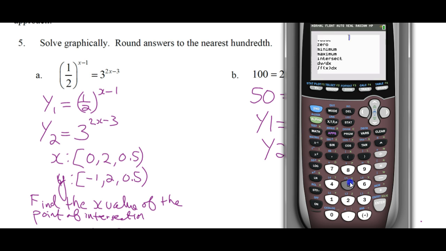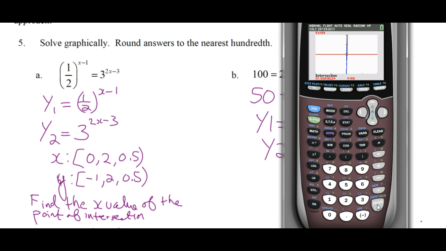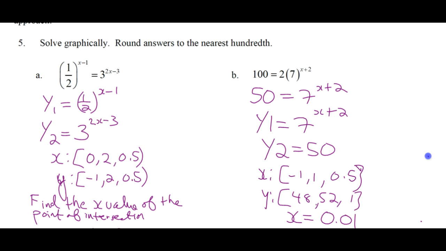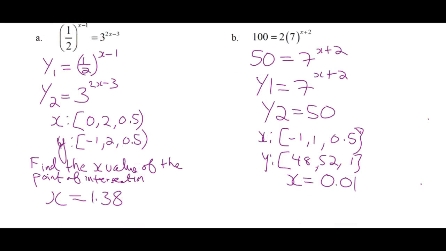Okay, second, calc, intersect. Whoops. Not going to get that close. 1, 2, 3, 3. 0.01 to the nearest hundredth. Okay. So x window, negative 1 to 1 by 0.5. Y window, 48 to 52 by 1, and x is equal to 0.01. Okay, which makes sense, right? Because 7 squared is 49. You're not going to need much higher than a power of 2 to get to 50. And the power is 2.01.